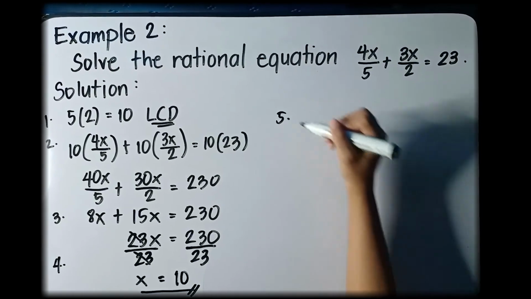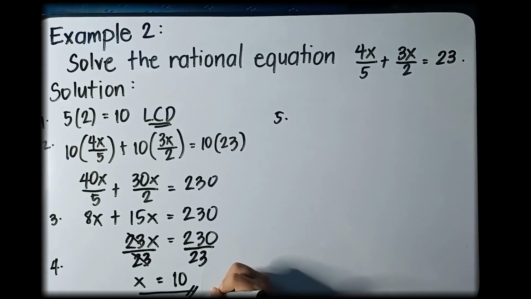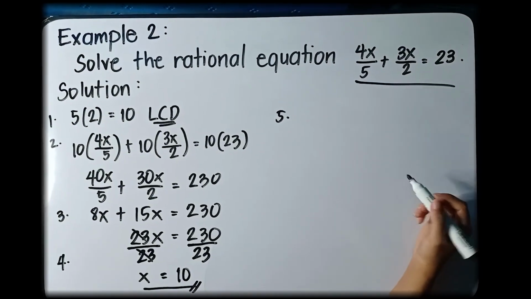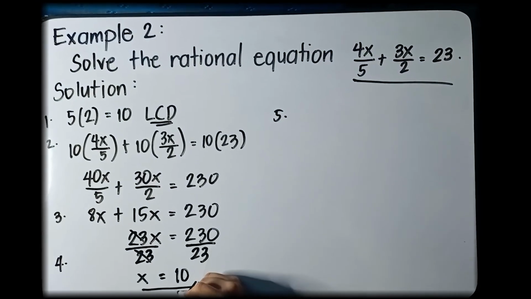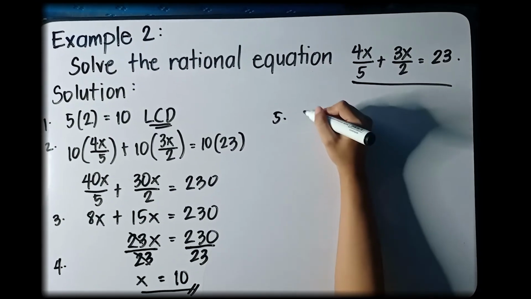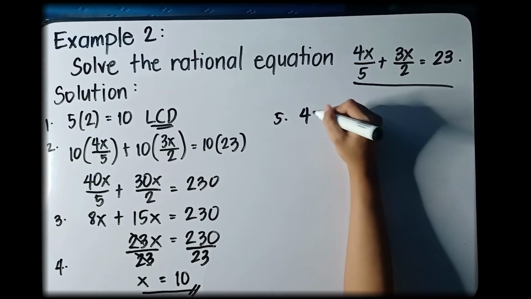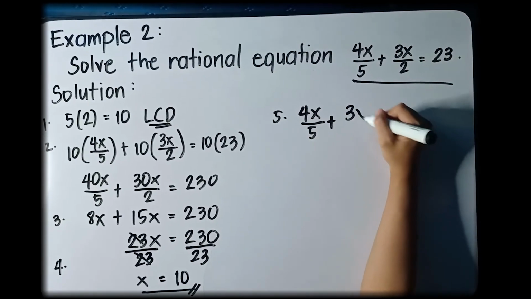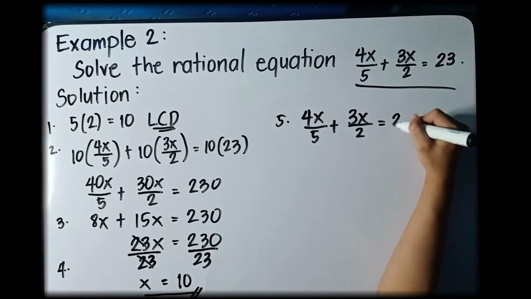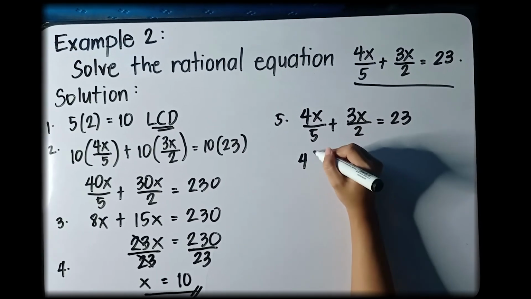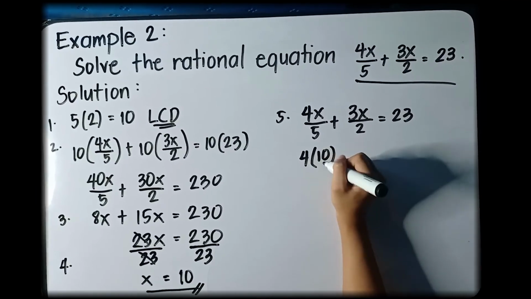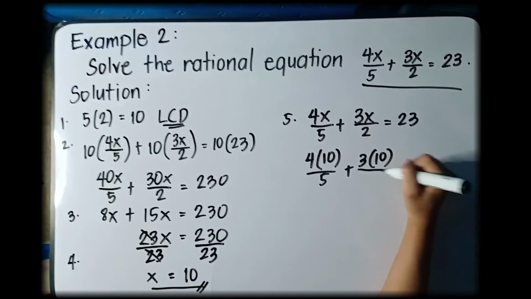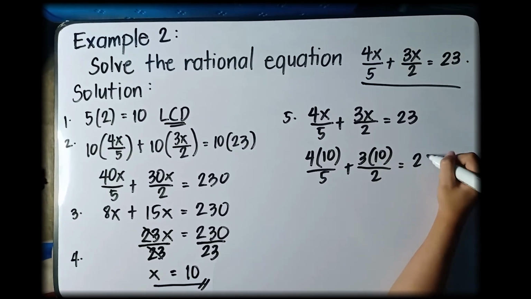For the fifth step, we can check if this value satisfies our rational equation. How? By substituting 10 into our rational equation. So we have x equals 10. Let's write again our rational equation: 4x over 5 plus 3x over 2 equals 23. Substituting the value of x, which is 10, we have 4 times 10 over 5 plus 3 times 10 over 2, which should equal 23.